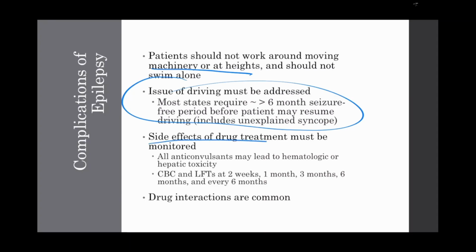Side effects of drug treatment must be monitored as well, because all anticonvulsants can lead to hematologic or hepatic toxicity. So you have to know your baseline CBC and liver function before starting these medications. Check at 2 weeks once you start, then a month later, 3 months later, 6 months later, and once they're stable, there are no changes in LFTs, they're not anemic, then you can do it every 6 months after that. There are a lot of drug interactions with all these neuromeds. When we get to neuro, Dr. Wood will go through all those with you.